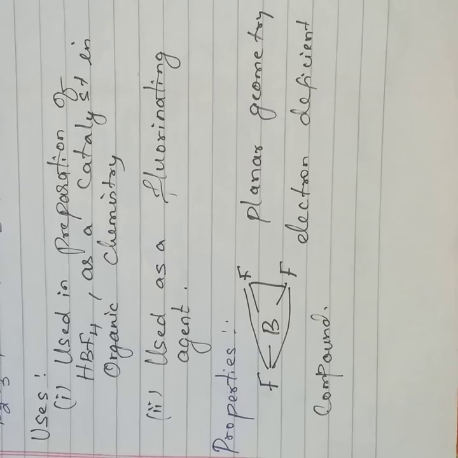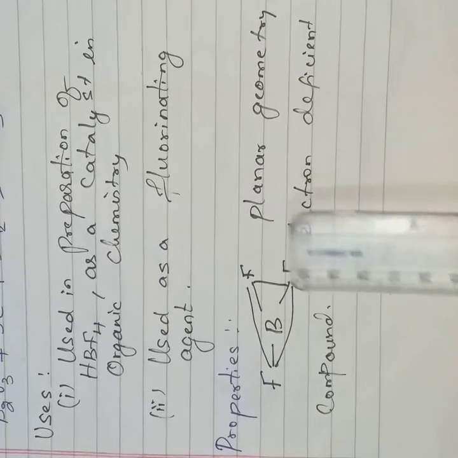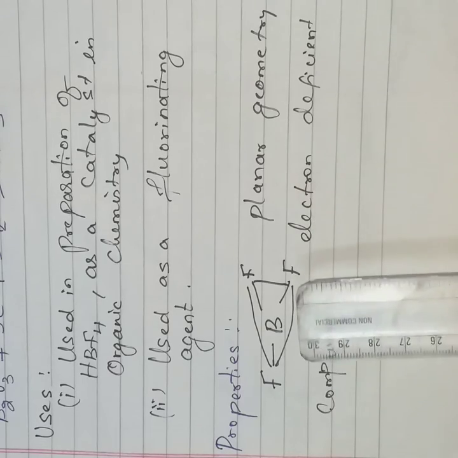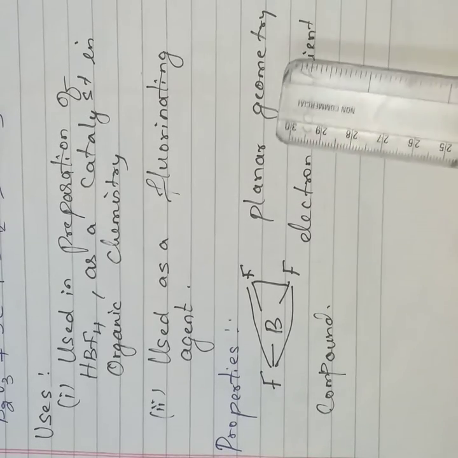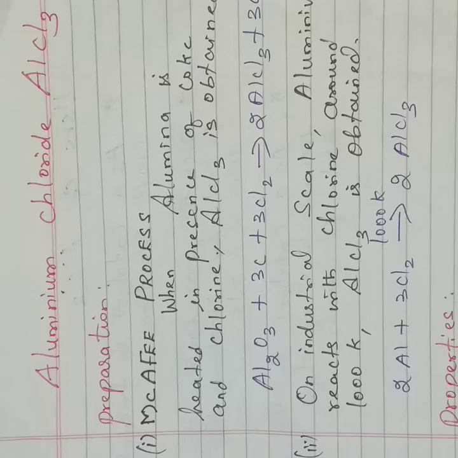The next, properties. It has a planar geometry. Its structure is given, BF3. All the fluorine atoms lie in a plane. So it is a planar geometry or planar structure, and it is also an electron deficient compound.